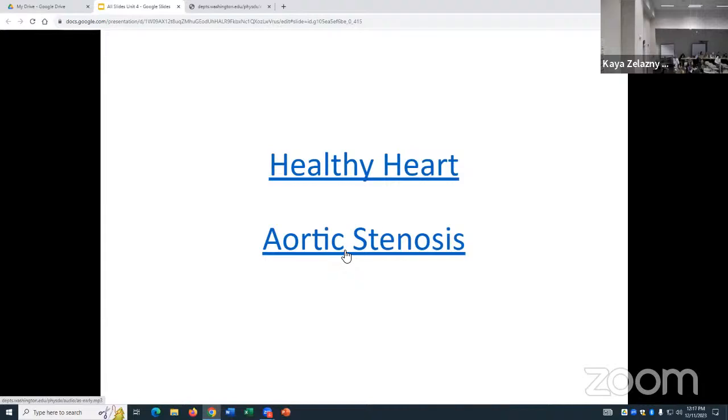Next, we're going to listen to an unhealthy heart. So this is a heart with aortic stenosis.